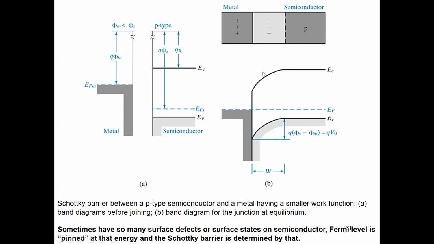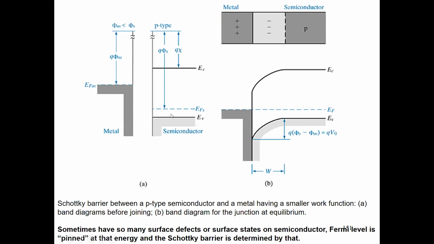Just as a preview, here I'm once again looking at a metal semiconductor junction, but now I'm looking at a p-type semiconductor. Now which way do the electrons flow? Well, electrons flow from the high to the low Fermi level region. In this particular case, the Fermi level happens to be higher in the metal. I've just chosen a metal with a lower work function than in the p-type semiconductor.